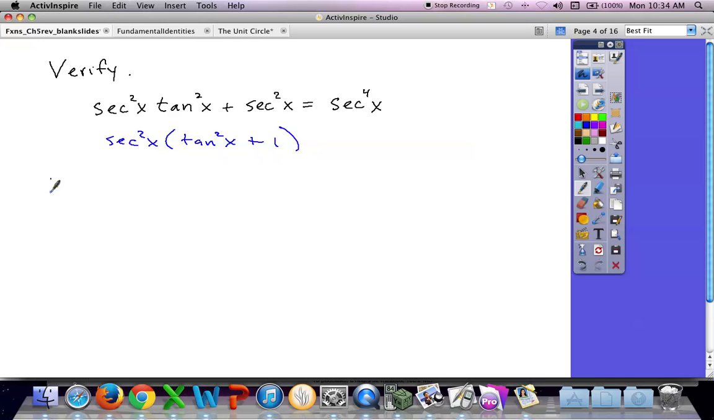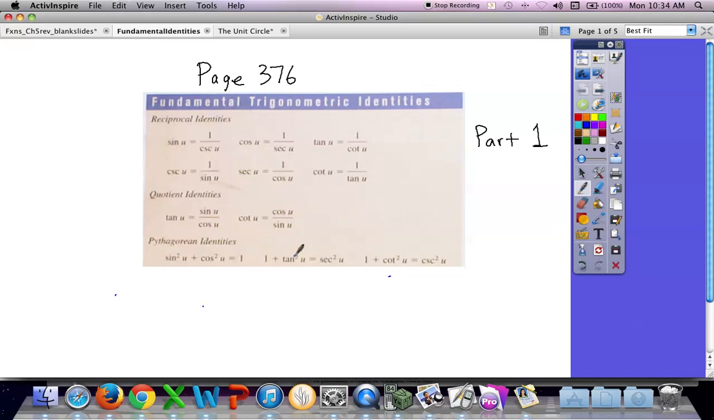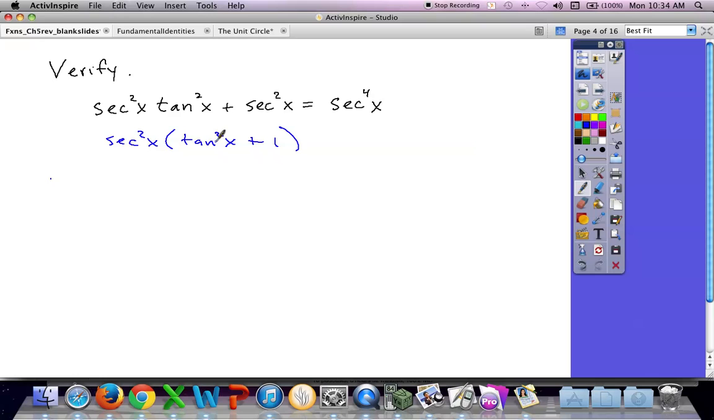Now, what substitution could I make with it? What's that? Right, you go to these identities and you notice, well, 1 plus tan squared, that's secant squared. So replace it with secant squared. Right here, right? That's the same thing as secant squared. So write it as secant squared x, and now this becomes secant squared x.